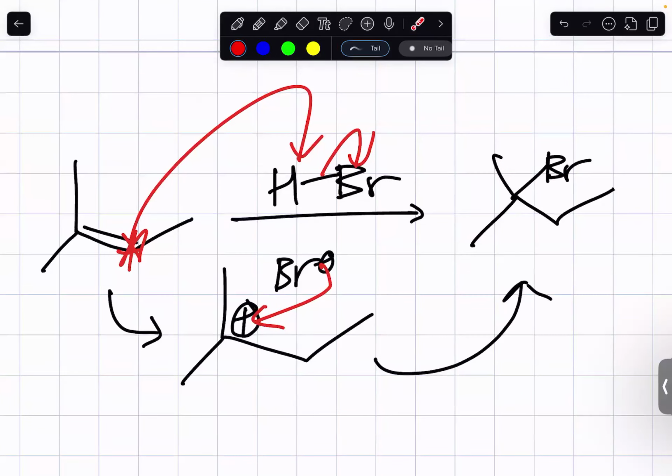Okay. Now we see why this is a Markovnikov reaction, because the nucleophile here, which is the bromine, attached on the more substituted side of the alkene, which is this carbon right here. That's the more substituted side, aka the Markovnikov side. Okay. Any questions on this mechanism so far, Tanya?